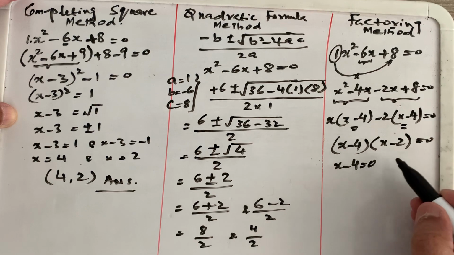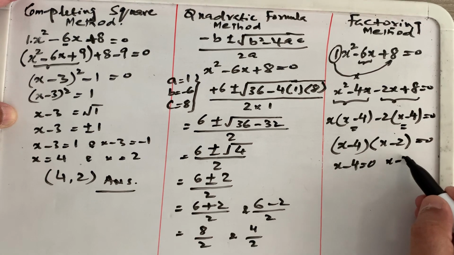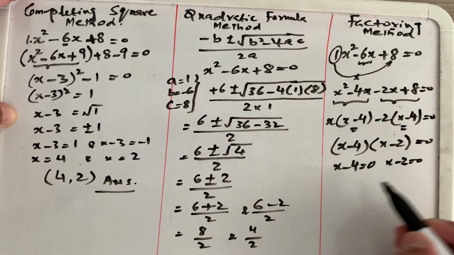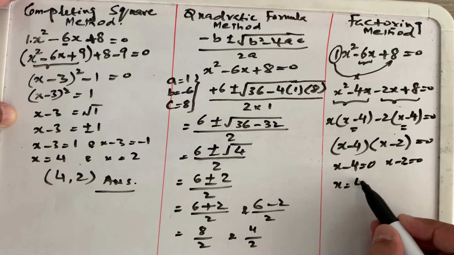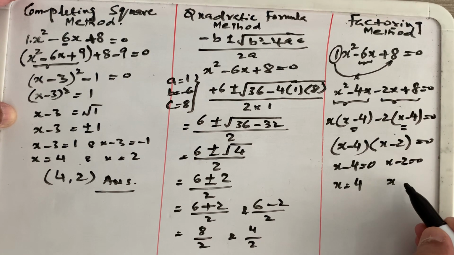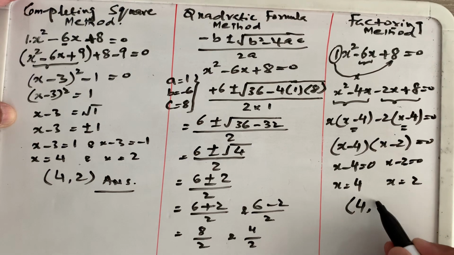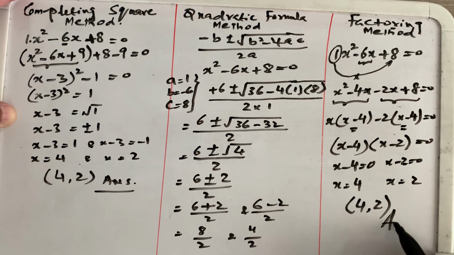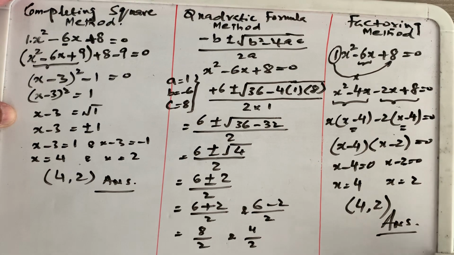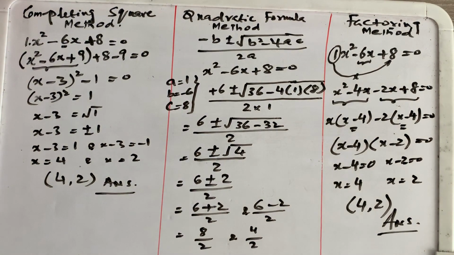Either x minus 4 equals 0 or x minus 2 equals 0. That means x may be equal to 4 or x may be equal to 2. So you get your answer of the quadratic equation, or quadratic solution, which is 4 and 2 by the factoring method. So these are the three methods which we learned separately, and now we are seeing them on the same page, that we can solve a single quadratic equation by three methods.